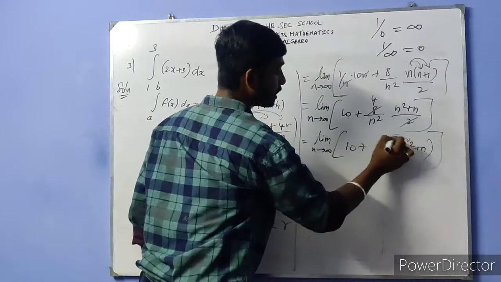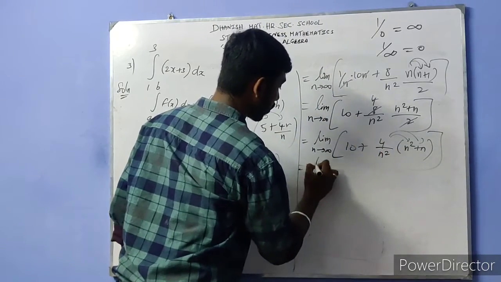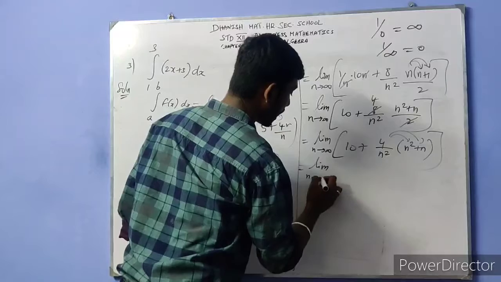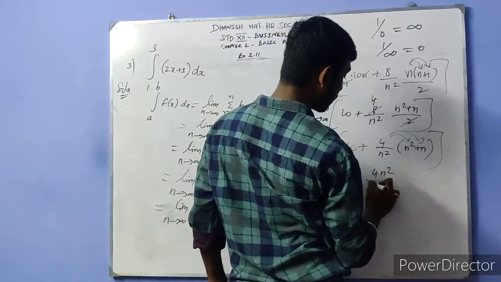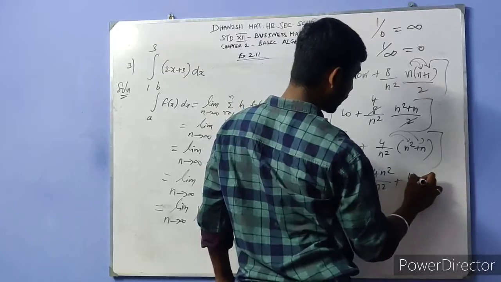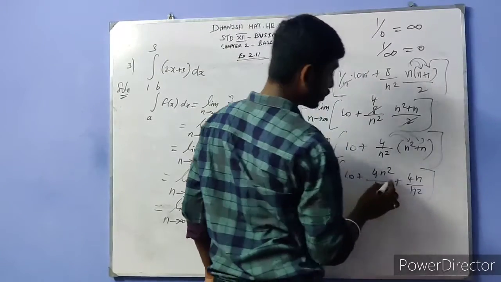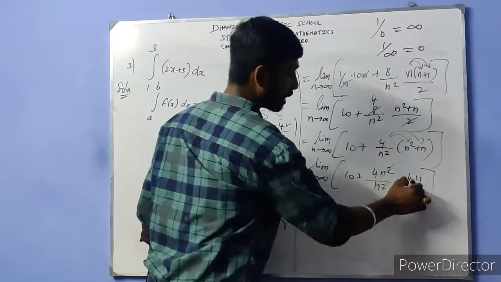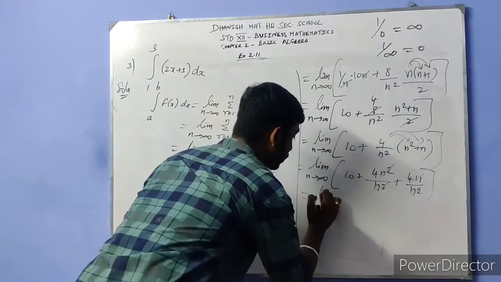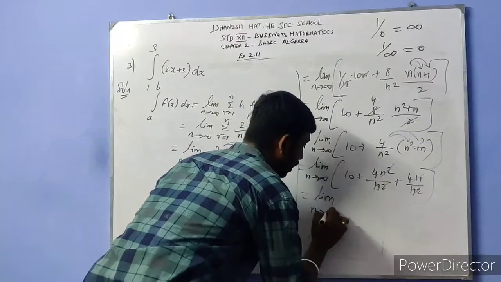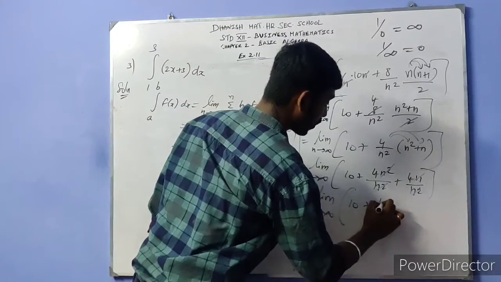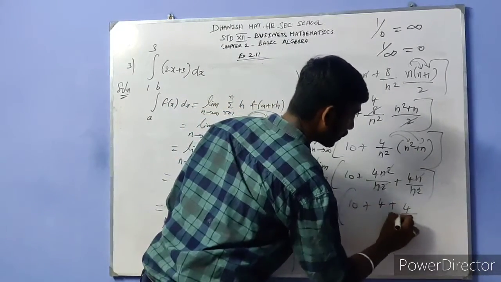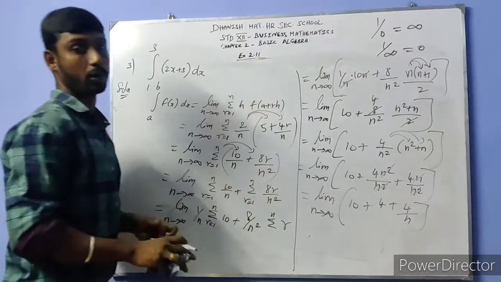Now I am going to multiply this value into these terms. So what is the limit n tends to infinity, 10 plus 4 times n square plus n divided by n square here. So now cancelling this n square here. What are the remaining values here? Limit n tends to infinity, 10 plus 4 plus 4 divided by n.